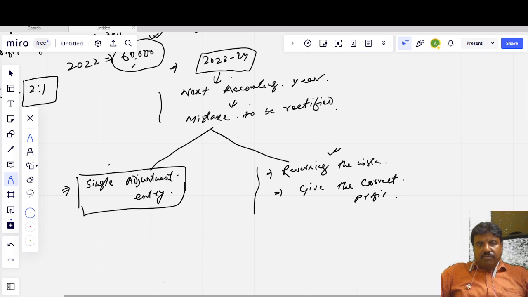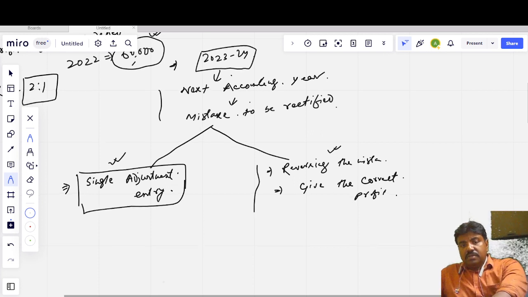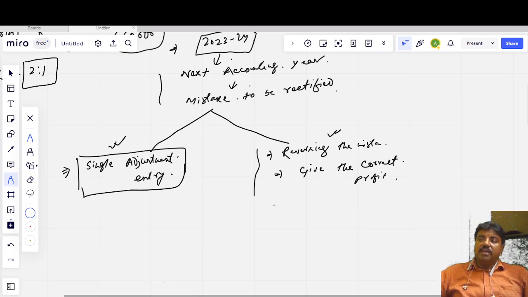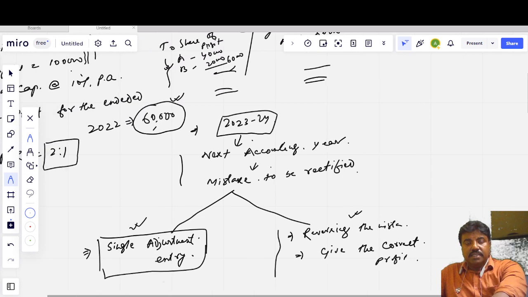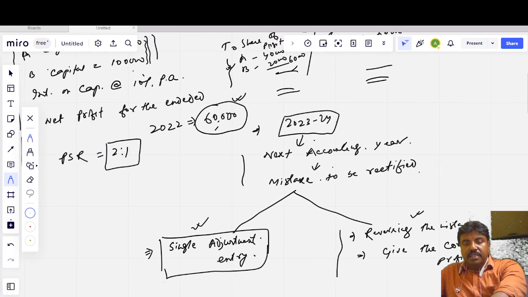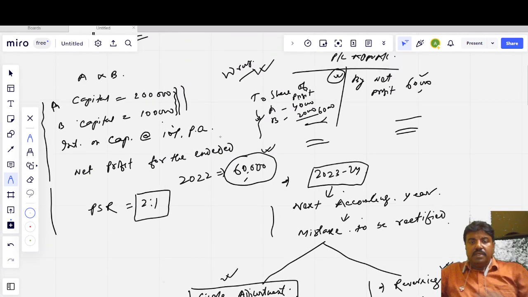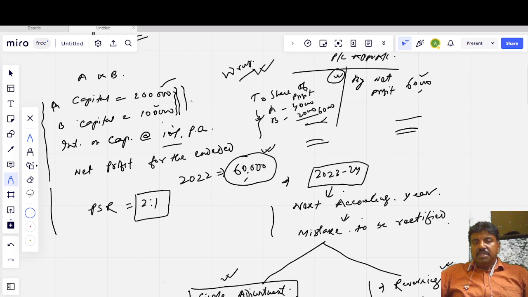Now first I will show you how to pass a single adjustment entry for this specific case. As I took the example, you can see here the two partners are A and B. Just see the example. Their capital balances are 2 lakh and 1 lakh, and interest on capital was to be provided at 10%. But interest on capital was not provided.